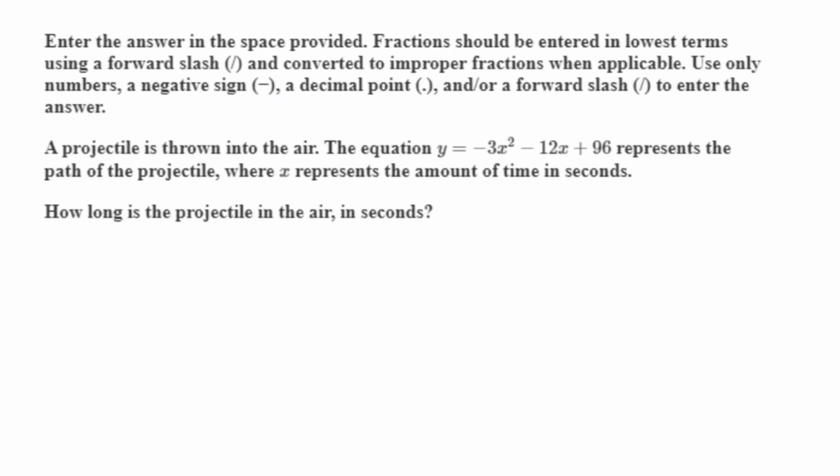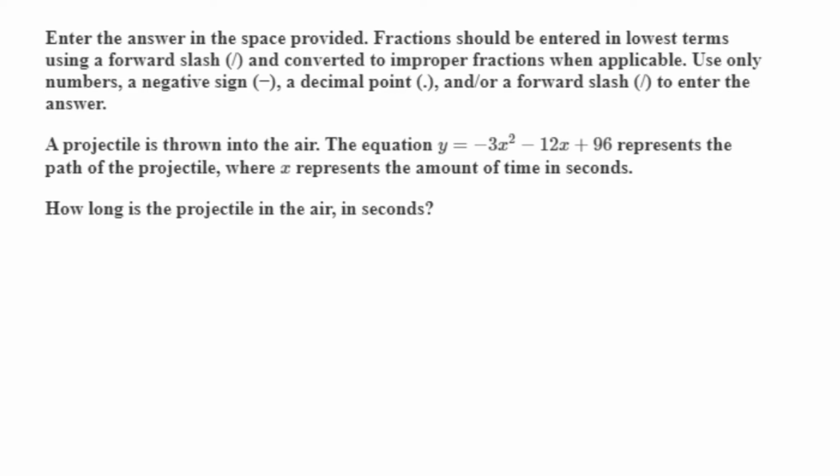Okay, as we take a look at this, the first paragraph is just telling you how to use your correct typing into these, but we're going to jump straight into the answer. And it says a projectile is thrown into the air. The equation negative 3x squared minus 12x plus 96 is the path of the projectile. By the way, this is not on Earth because everything on Earth falls at this rate, but I digress. That's not what the question asks. Let's go ahead and do this.